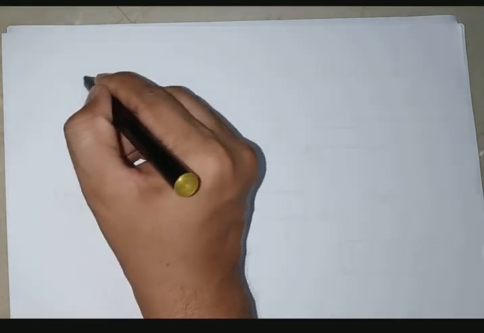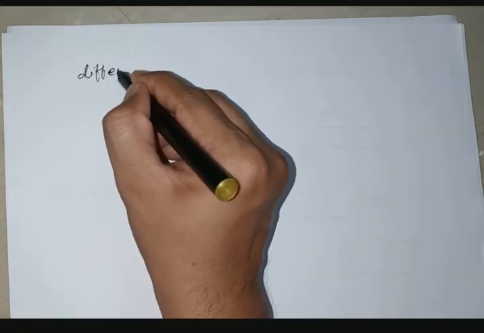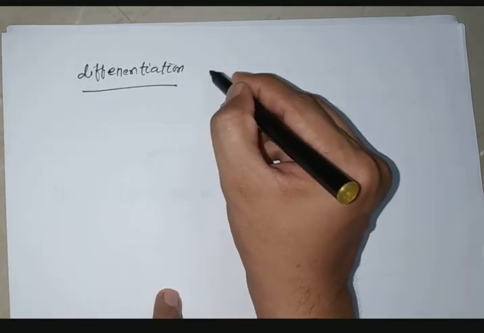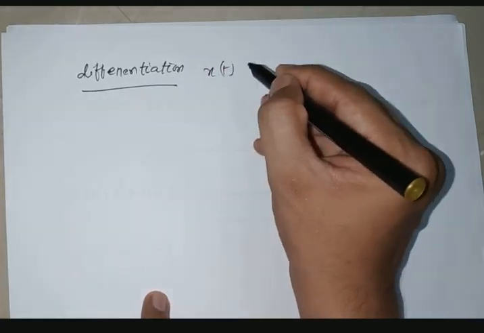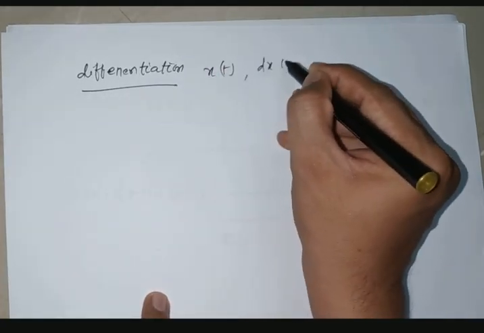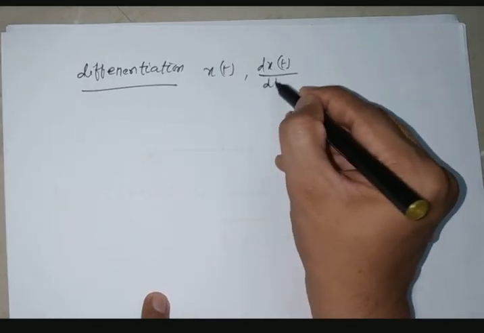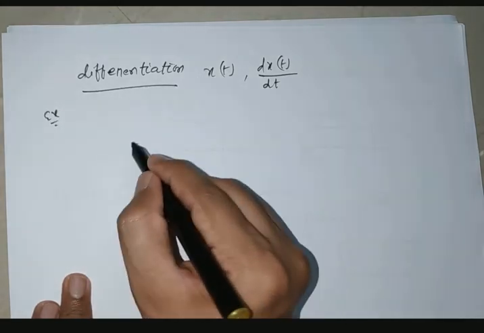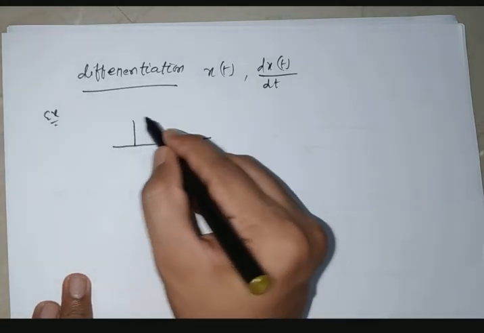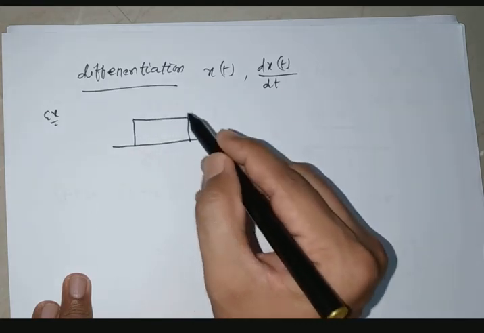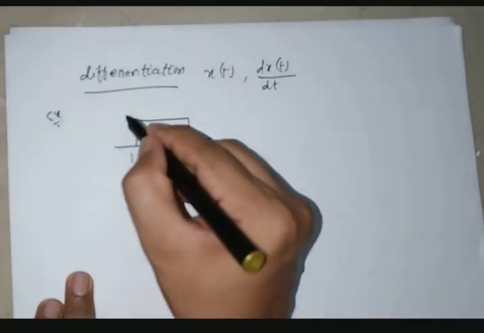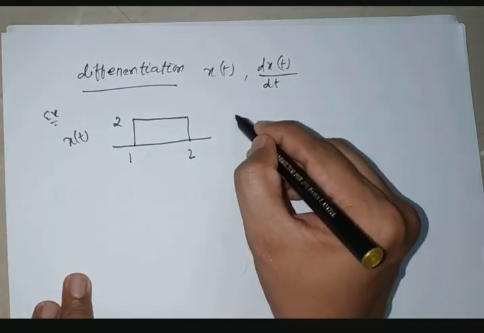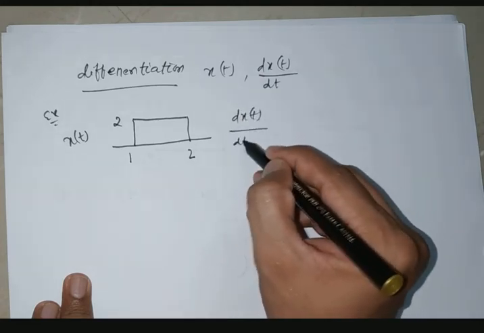see how to find the differentiation of a continuous time signal. It means if x of t is a continuous time signal, then the differentiation of x of t is d x of t by dt. Okay, now I will take one simple example. Let this be 1, this be 2, and this value is 2. Now this is your x of t. How to find dx of t by dt?